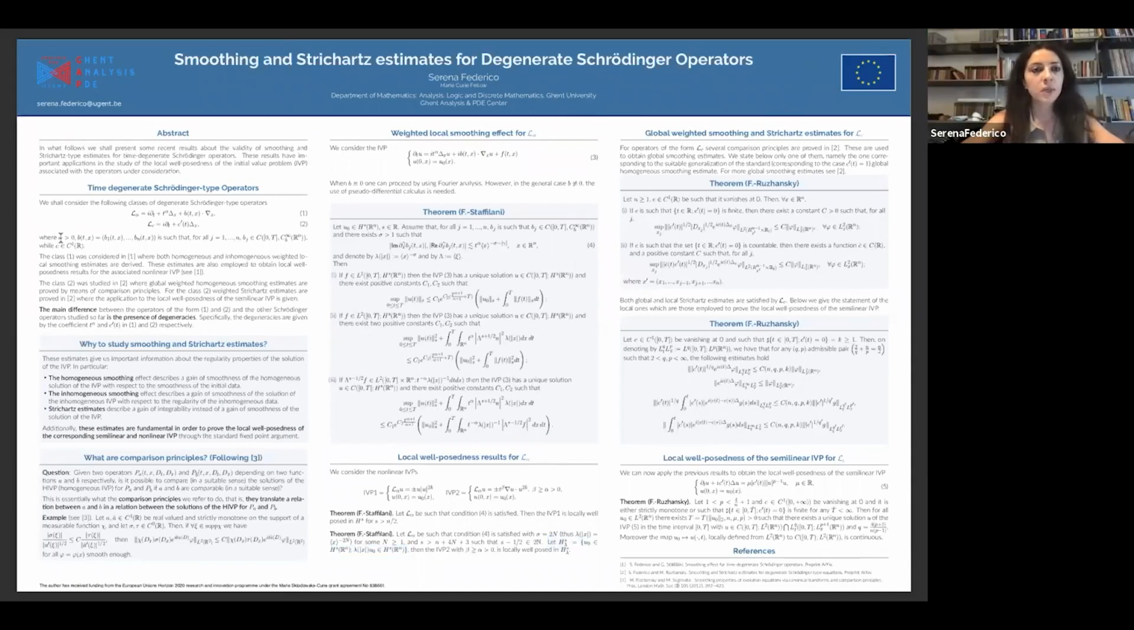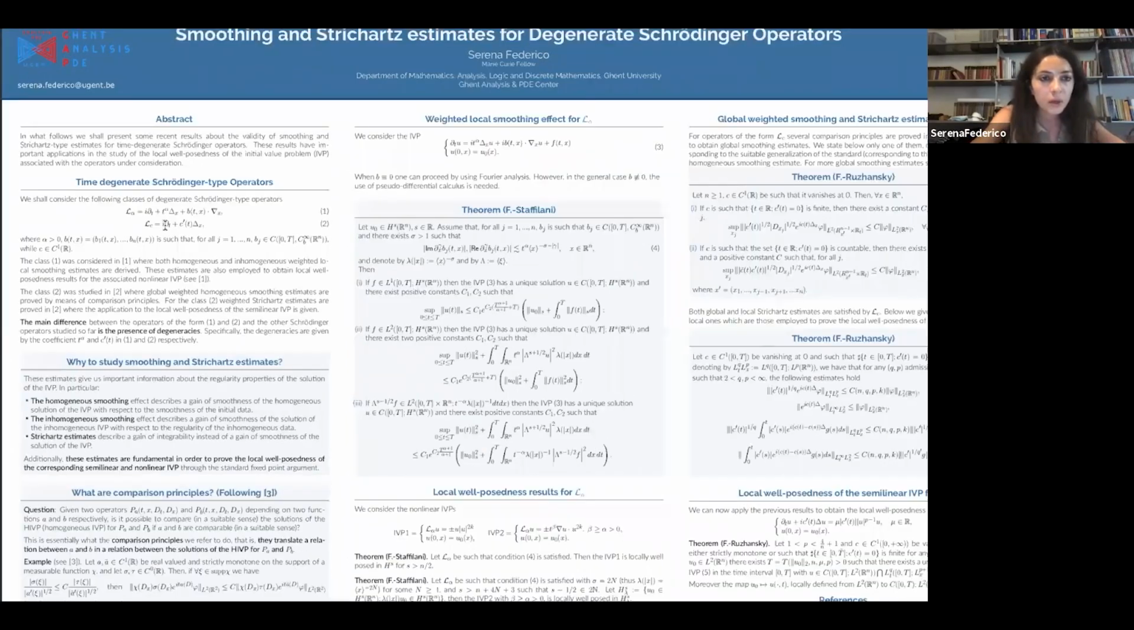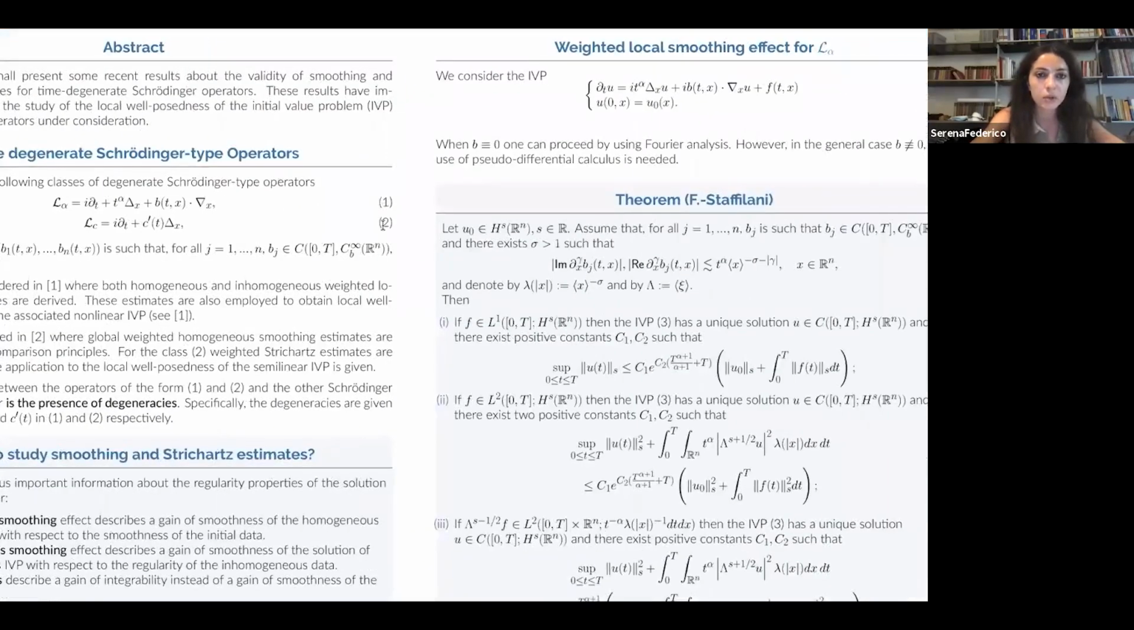So in this short presentation, I will mention some recent results about smoothing and Strichartz estimates for degenerate Schrödinger operators. And in particular, I will talk about these two classes of Schrödinger operators. The first class is denoted by L alpha, and the degeneracy is given by the presence of this coefficient t to the power alpha, while the second class is denoted by LC, and the degeneracy is given by the presence of this coefficient, C prime t, where C prime is the derivative of a function C.